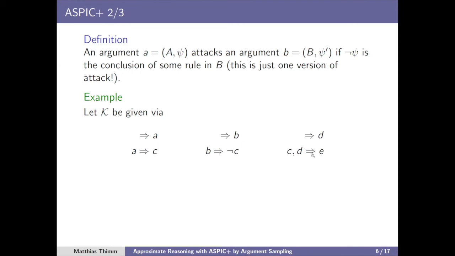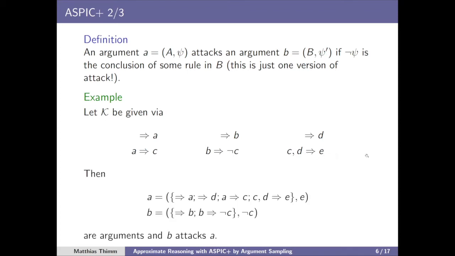So here's a very small ASPIC knowledge base. We have 3 assumptions here, so defeasible rules without support. A can presumably be true, B and D. We have some more complex rules. So from A, we usually derive C, from B, not C, from C and D, we derive E. And then we can already see, okay, we can construct some arguments here.